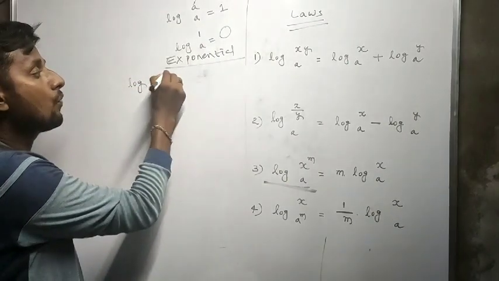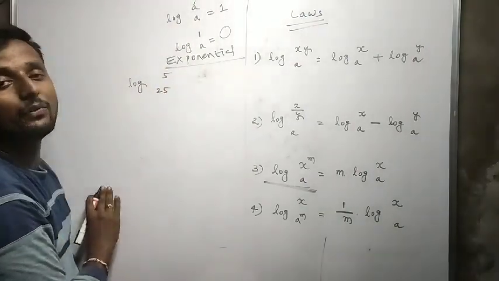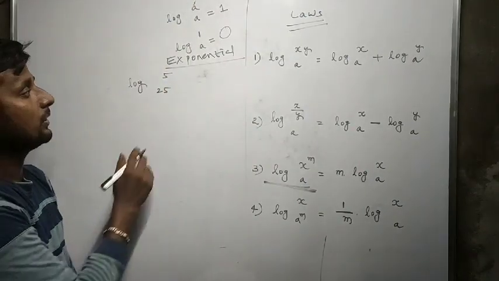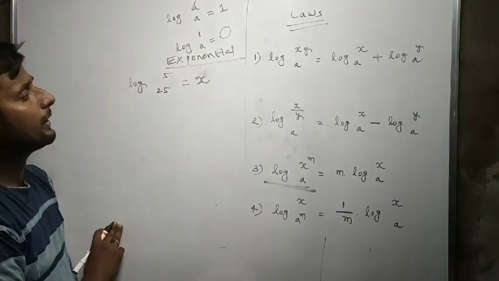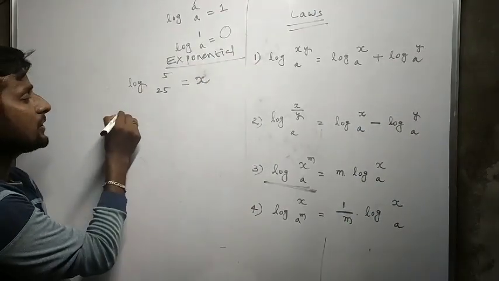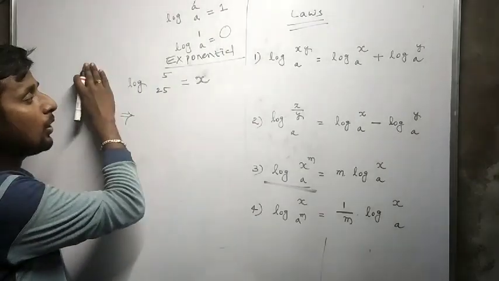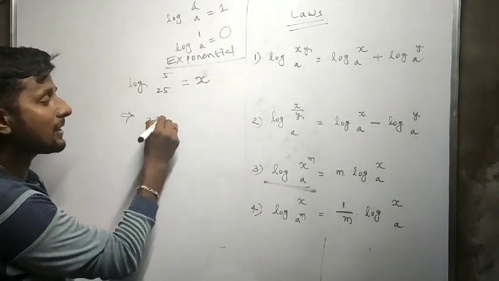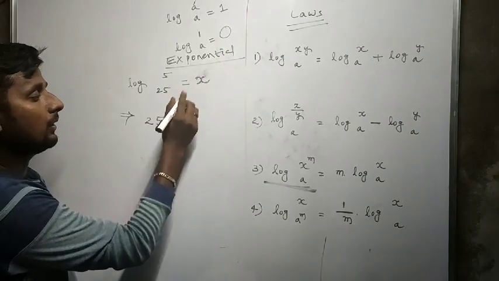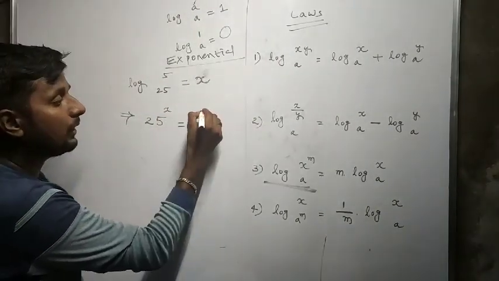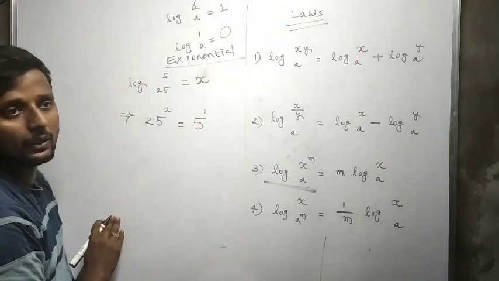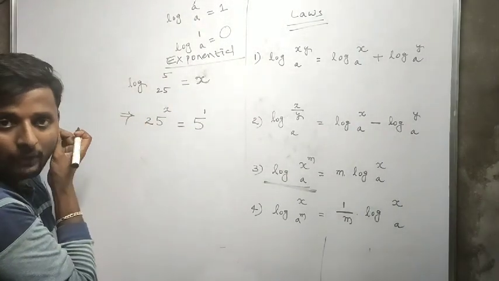Log 5 to the base 25. I made it reverse. Let it be x. In exponential form, how will you write? Remove the log, write 25 as the base as it is. Look at 25 power x is equal to 5. There is nothing on 5's power, so I have written 1.